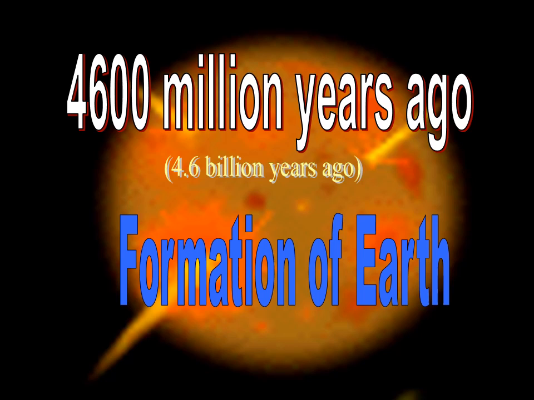So, 4.6 billion years ago, we get the formation of the Earth, caused by basically the gravity of the sun and a whole bunch of dust, dirt, and debris forming, causing gravity, other things running into it, and we have Earth.